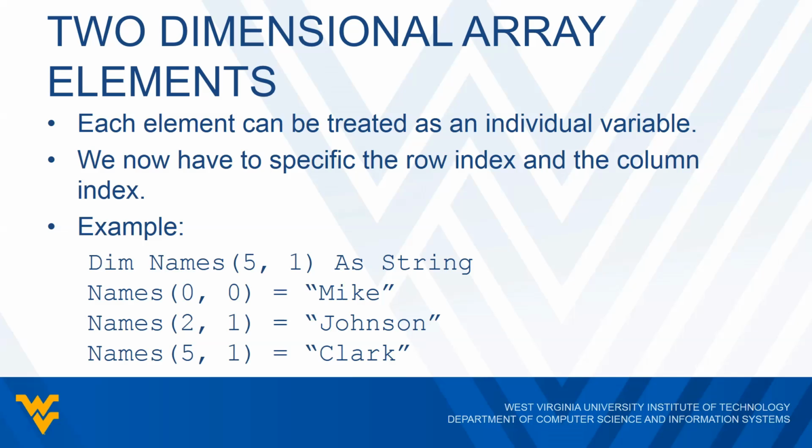The next line, we're going to take the string Johnson and store that in a specific element. We're given the indices 2 and 1. So that means we're going to store this in the third row and the second column. And then the last one, we're going to store the string Clark, with the indices 5 and 1, which tells us that we're going to put this in the 6th row and the second column.